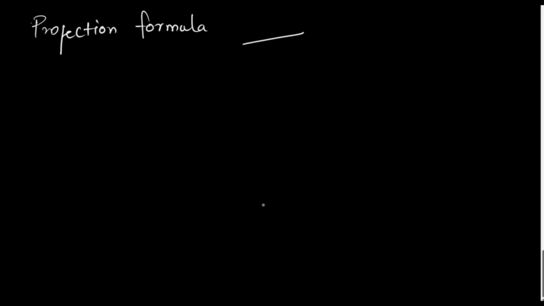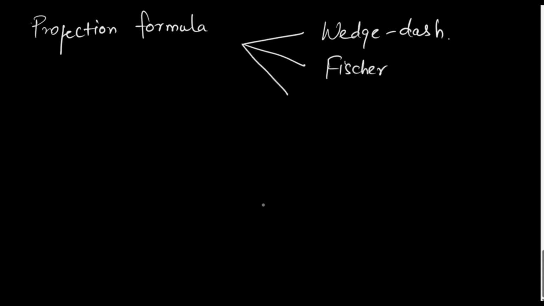What are the different types of writing a molecule? For example, we have wedge dash. We have Fischer projection. We have Newman projection. We have Sawhorse projection. These are different methods of writing a compound. First, what is wedge dash?